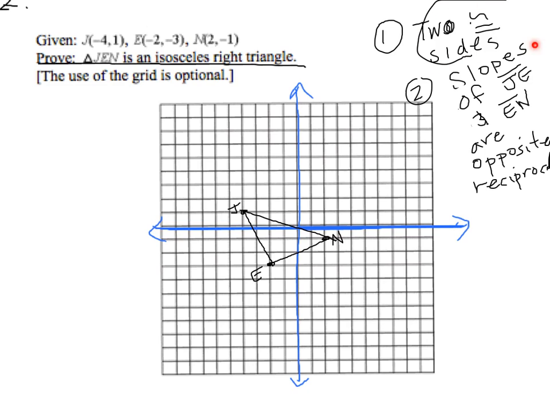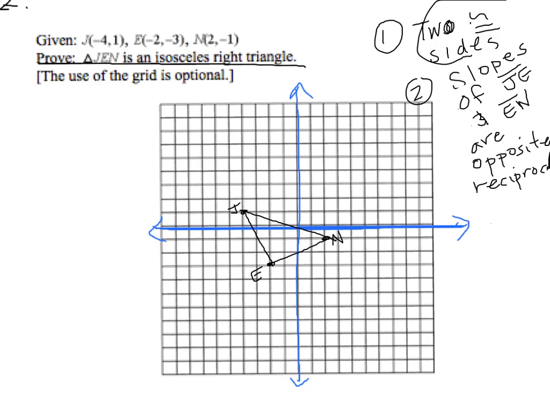The second thing we want to prove is that the slopes of JE and EN, these 2 segments, are opposite reciprocals. If you don't remember what opposite reciprocal means, it pretty much means if one of the slopes is 1/2, the other one will be flip it and negate it, -2. So we're looking for a situation like that. If we find that, those lines are perpendicular, which means those 2 segments meet at a right angle.